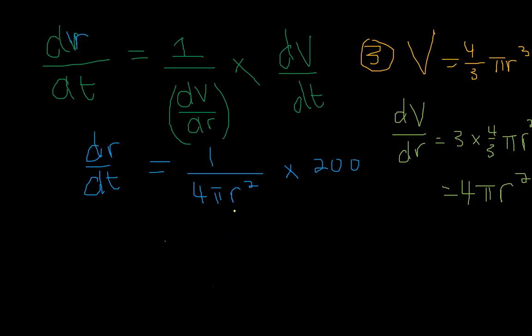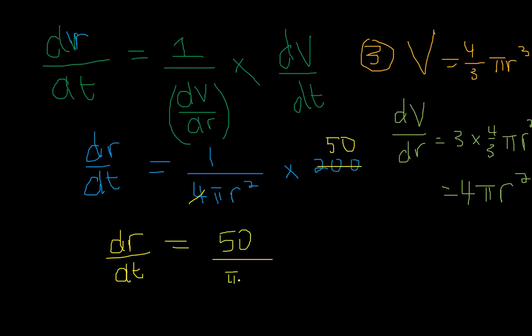Can anybody tell me what I would get when I simplify this? I don't have a calculator with me. Yeah, that's fine. What's 4 into 200? 50. 50. So this would be 50 on pi r squared.